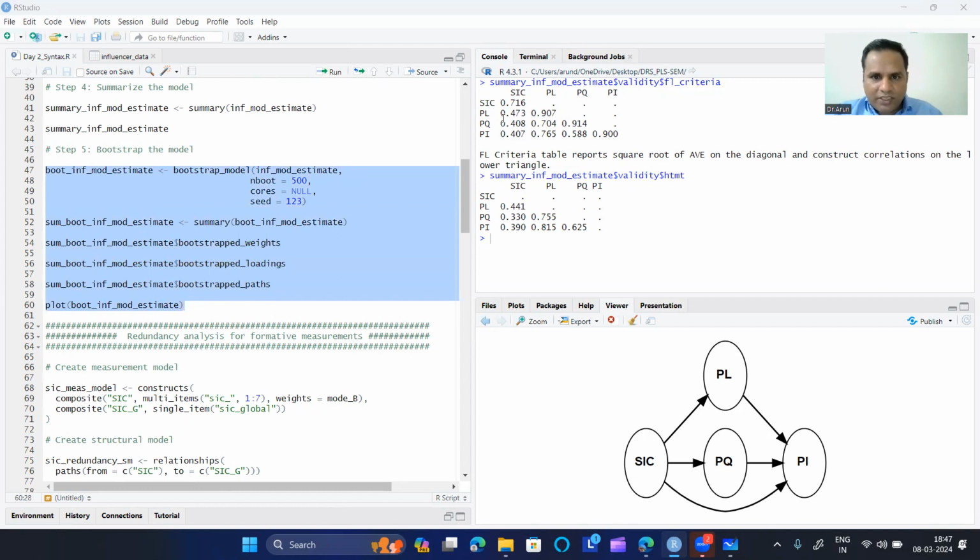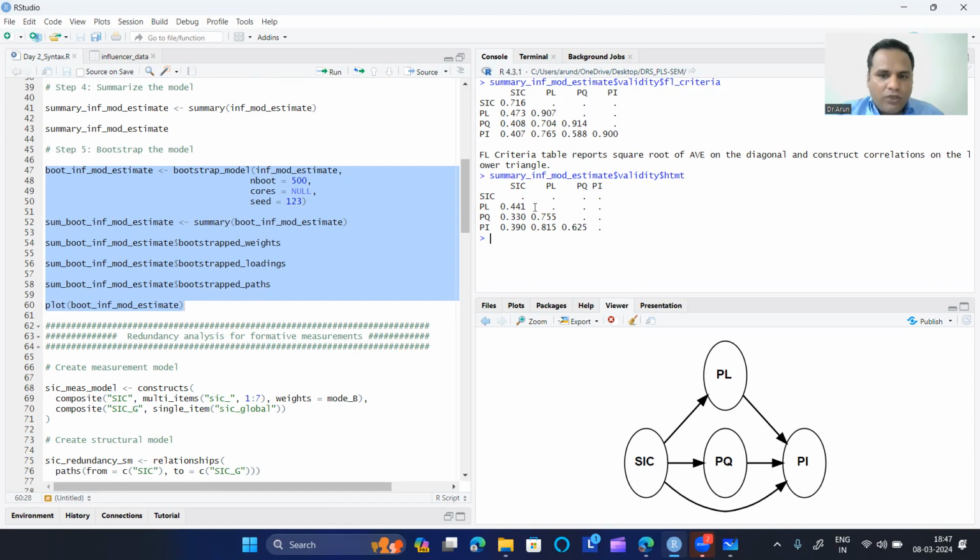Yes, Felix ji, go ahead. Yes. Sir, good evening, sir. Sir, in the HTMT validity, the diagonal value 0.625 is less than 0.815.